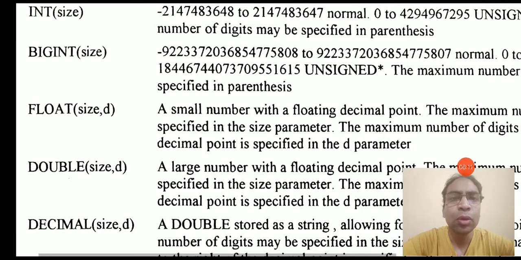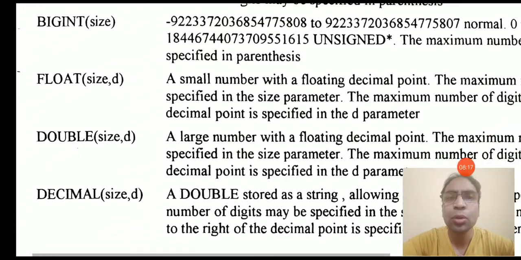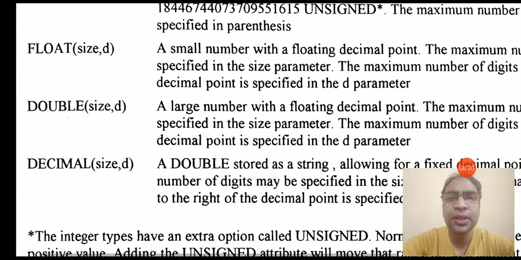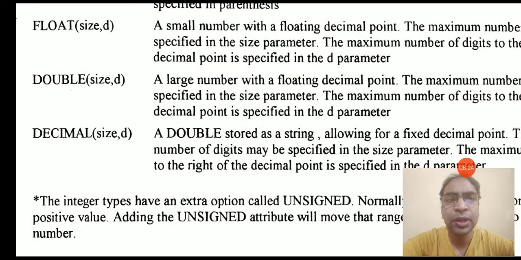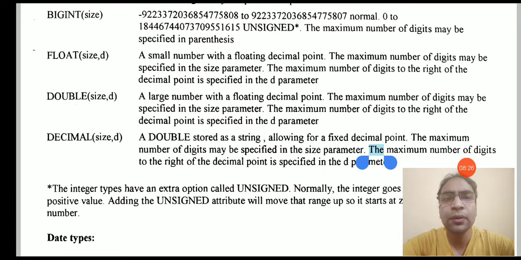Next is your float, that allows a small number with floating decimal points to be stored. Double with large decimal points. Decimal that can be stored as a string also with the size of this.